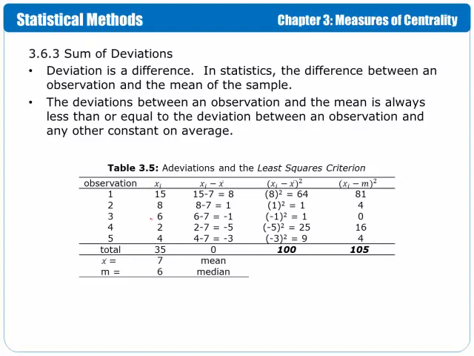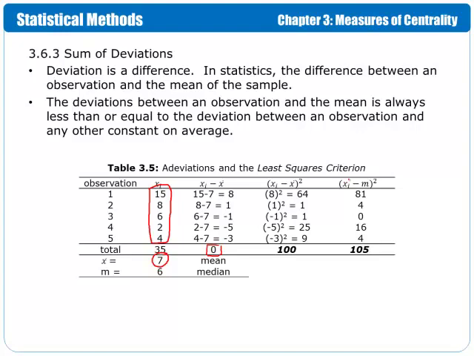So what we do is we have this original data set. We find the sample mean, which is 7. And then in this next column, we're subtracting that sample mean from each of our individual observations to give us the 8, 1, -1, -5, and -3. We then square each of those differences or deviations, because if we don't and we add them up, we're always going to get 0. So we square those deviations and then we add them up to get 100.